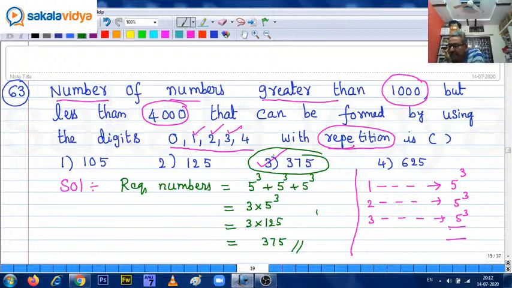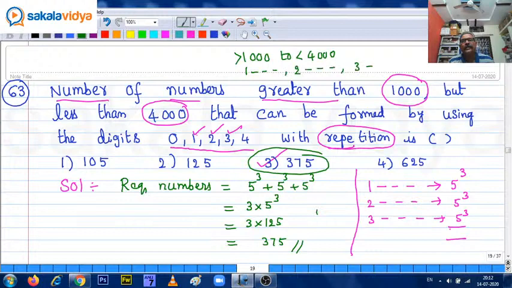Okay, 63rd, with repetition itself only. That means the number must lie between 1000 and 4000, that is, greater than 1000 and less than 4000. Greater than 1000 means you can start with 1, start with 2, start with 3. That's all. Don't write start with 4, because we should not go to 4000 or more. Less than 4000 itself only.